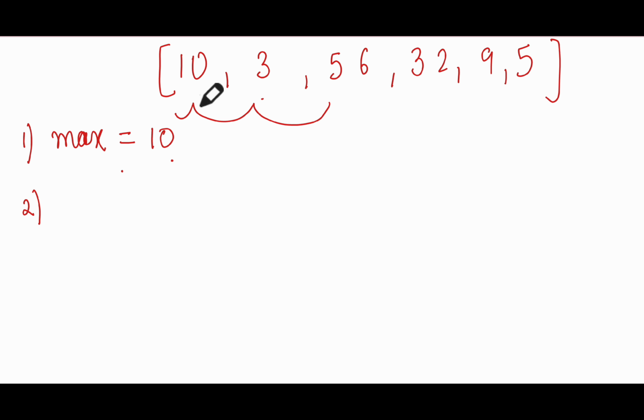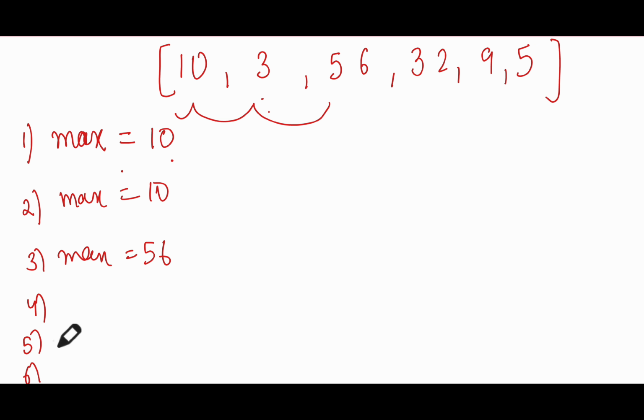So in the first iteration, the max value is 10. In the second, the max value still remains 10 because 3 is still less than that. Now we come to this, then max will update itself to 56, correct? And in the fourth, it will remain 56, it will remain the same. The max value will still remain 56.